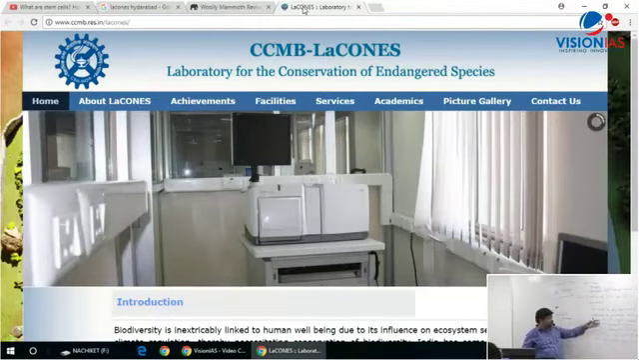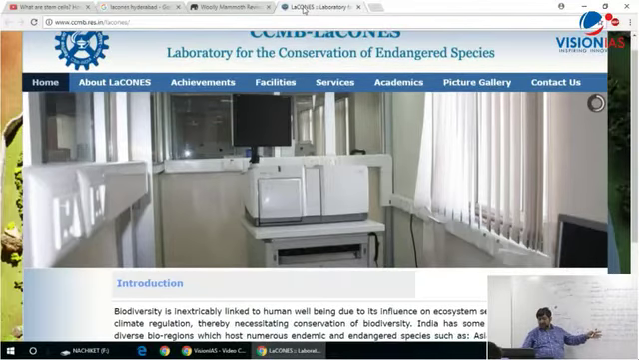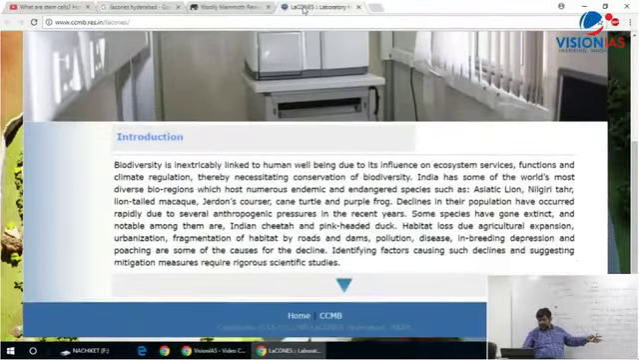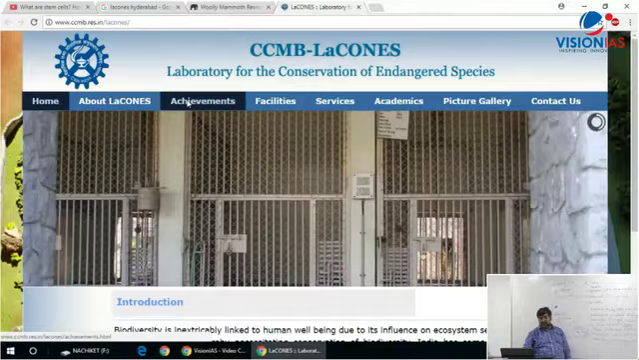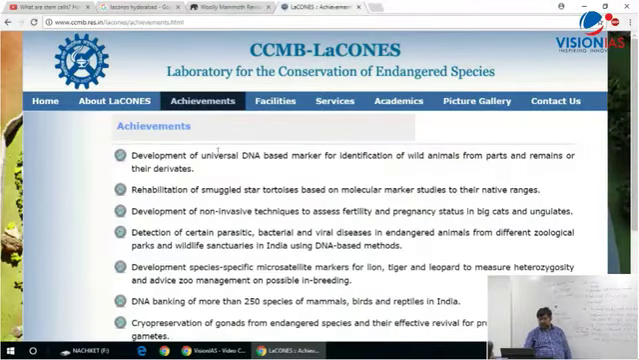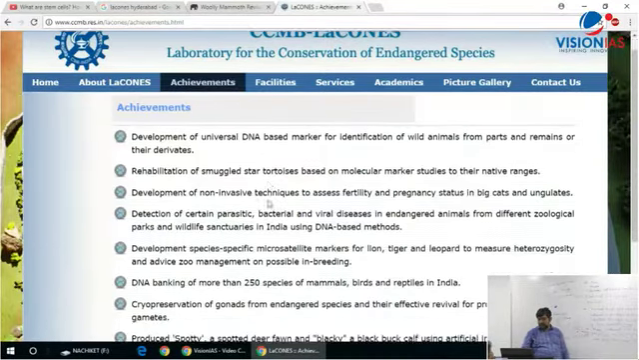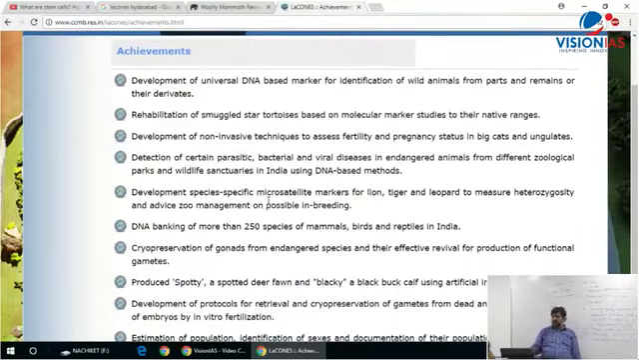What you see, the infrastructure and all, this part is given there. And here you'll find CCMB written also. Below it is given Center for Cellular and Molecular Biology. And here if you look at achievements, अभी जो news में आया हुआ है, ये achievement है. क्या लिखा हुआ है? Development of universal DNA marker, DNA based marker for identification of wild animals.